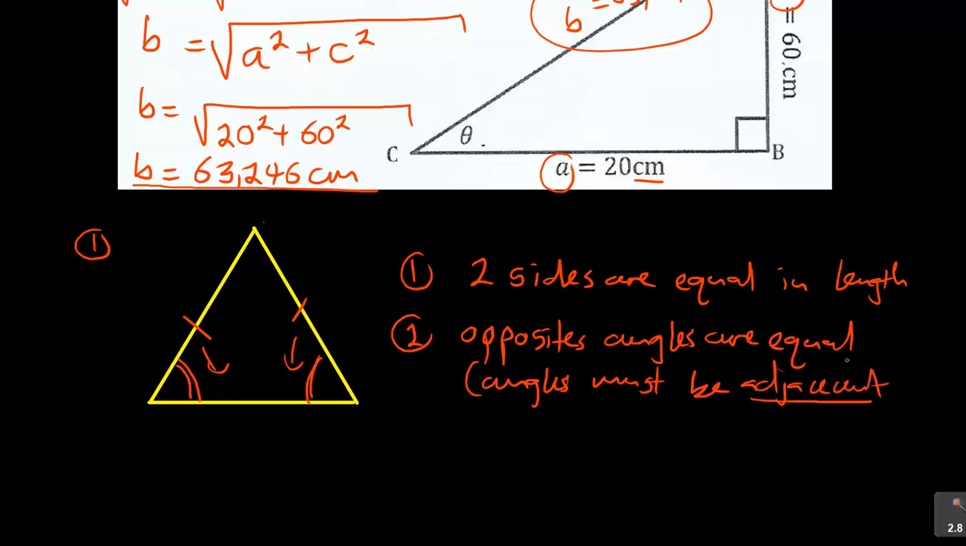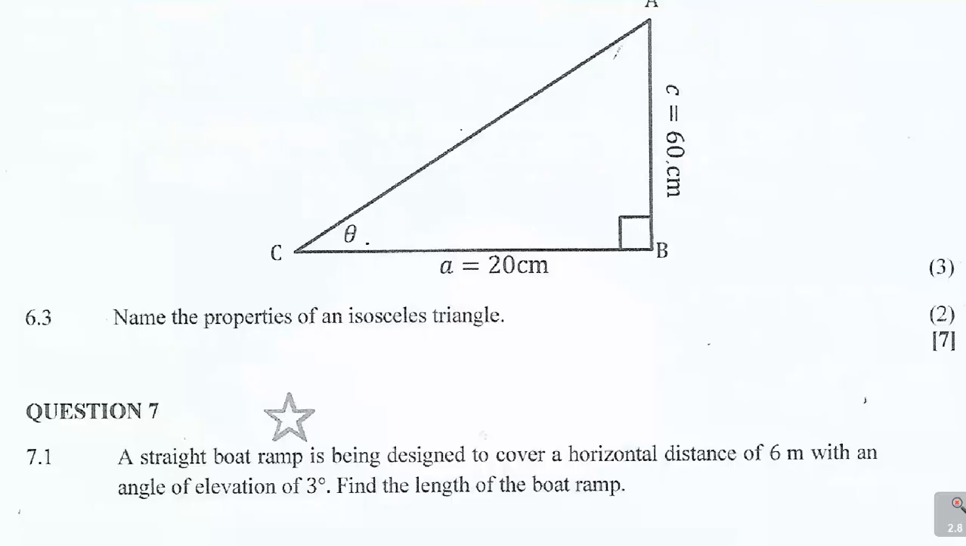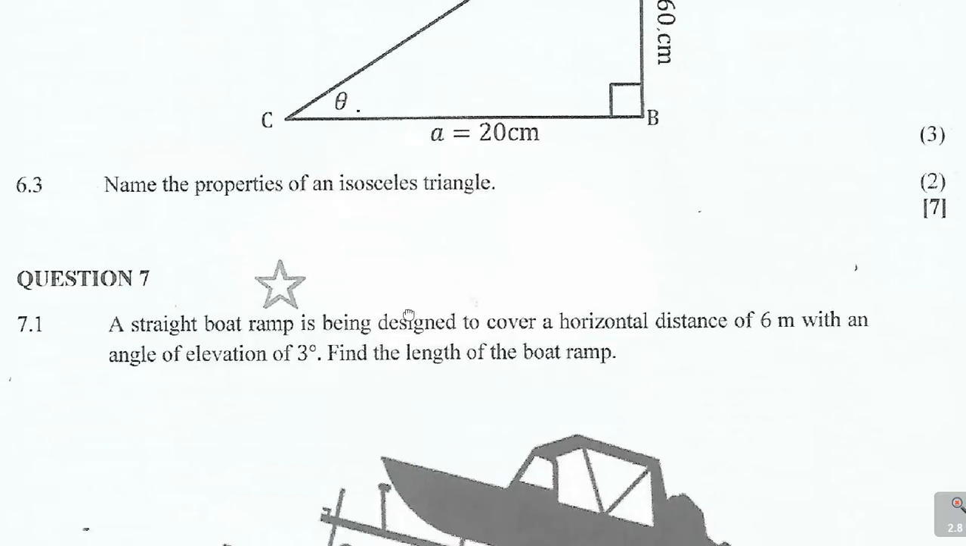And that word adjacent, mark the spelling, to the sides. You didn't need to say this per se, but to say opposite angles are equal was sufficient. So that is the property of an isosceles triangle. Alright, so now let us move on.